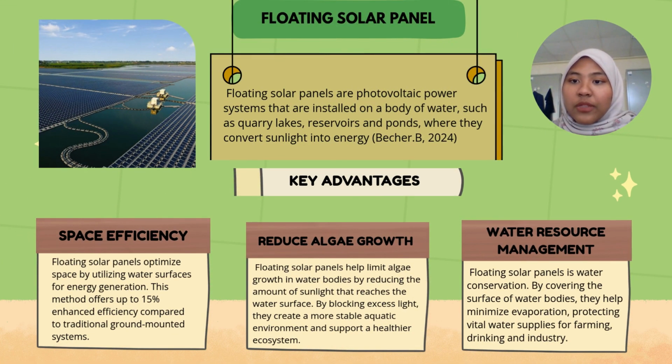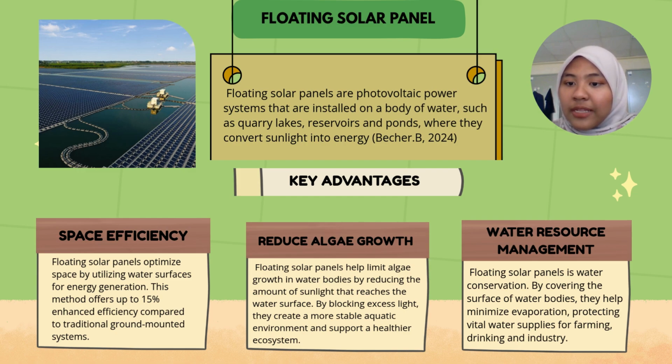The third one is floating solar panel. Floating solar panels are photovoltaic power systems that are installed on a body of water, such as quarry lakes, reservoirs, and ponds, where they convert sunlight into energy. The key advantages of this system is space efficiency. Floating solar panels optimize space by utilizing water surfaces for energy generation. This method offers up to 15% enhanced efficiency compared to traditional ground-mounted systems.